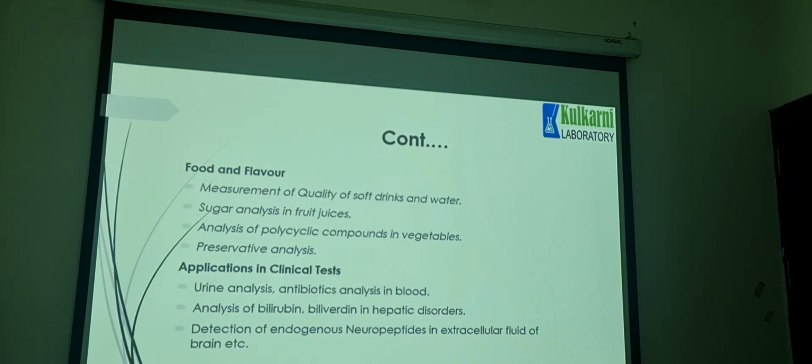Then what other scopes are there for its applications? Food and flavor. Measurement of quality of soft drinks and water, sugar analysis in fruit juices, analysis of polycyclic compounds in vegetables, and preservative analysis. Whatever the preservatives are added in your food sample, those you can determine with the help of HPLC.